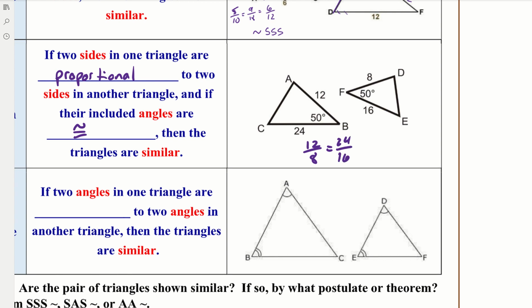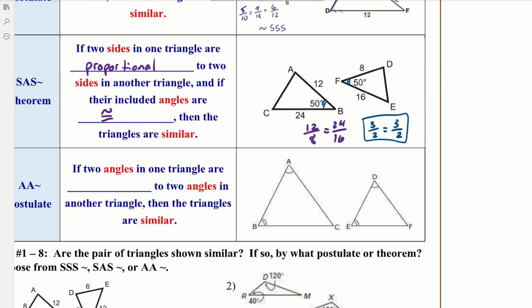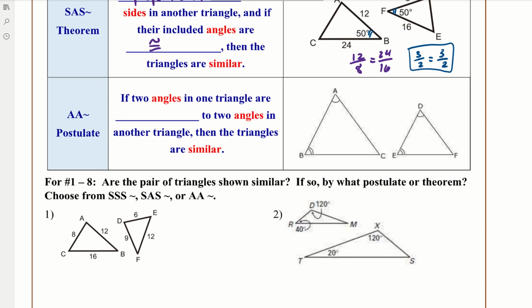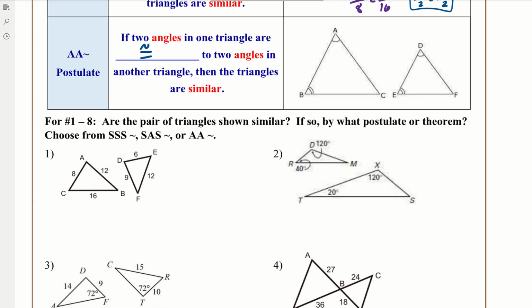So if I reduce each of those proportions, 12 over 8 reduces to 3 over 2. 24 over 16 reduces to also 3 over 2. So those side lengths are proportional and the included angle is congruent, which allows me to say that those two triangles are similar. If two angles in one triangle are congruent to two angles in another triangle, then the triangles are similar. That is called the angle-angle similarity postulate.